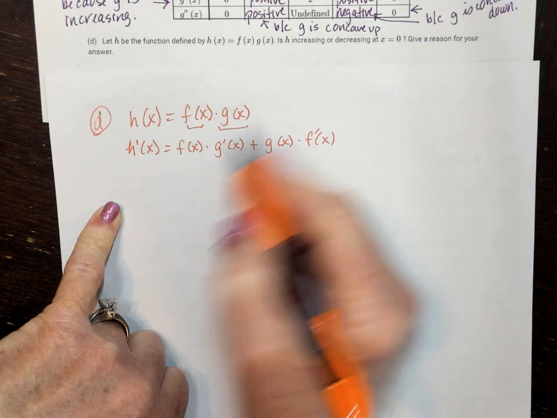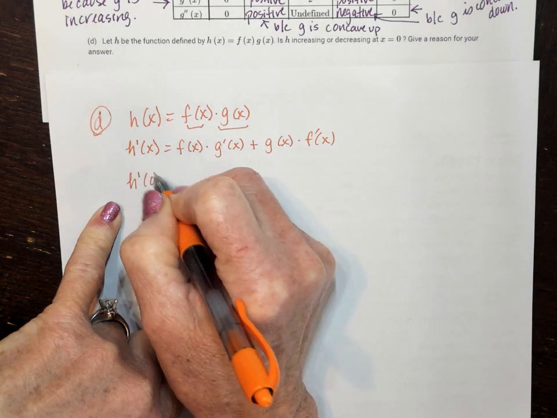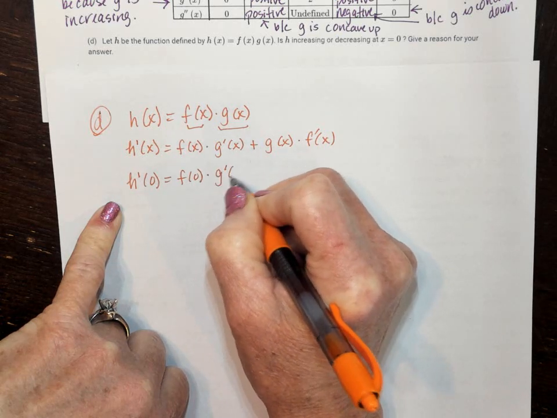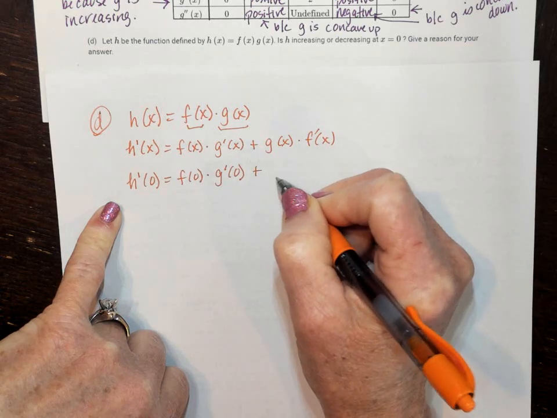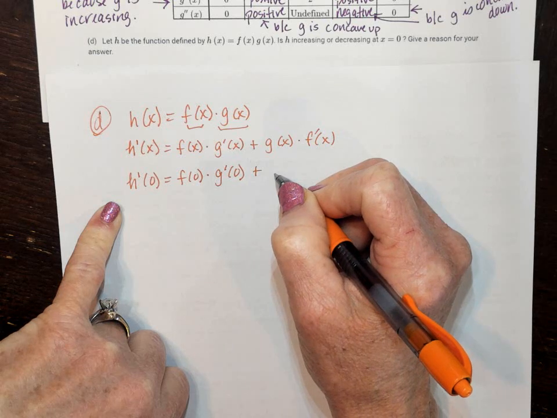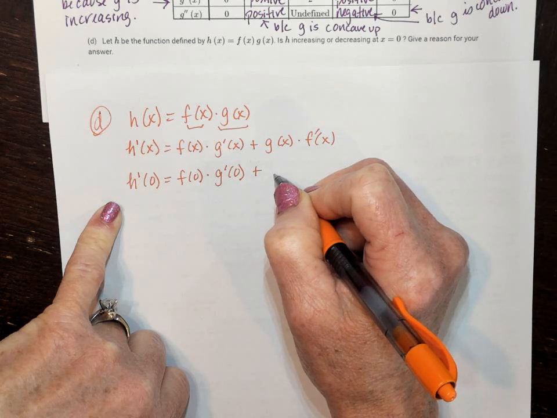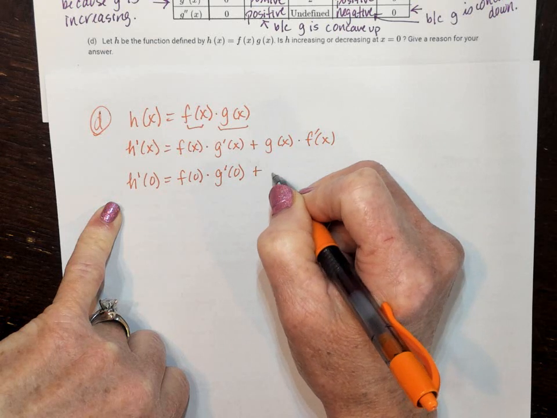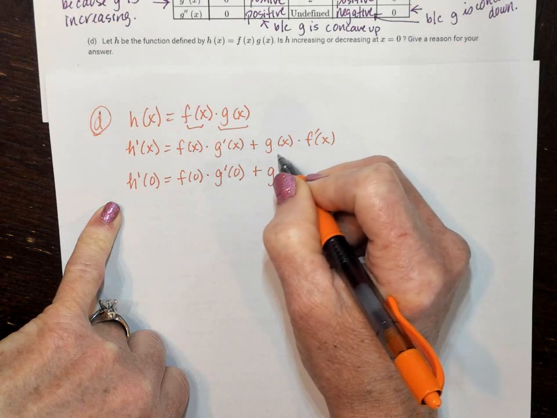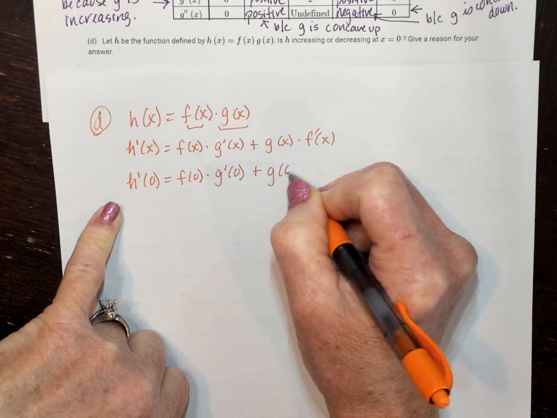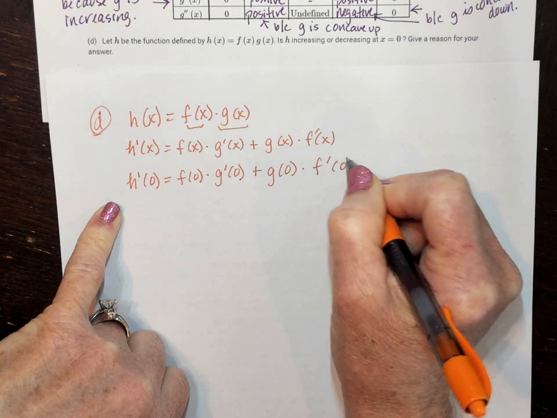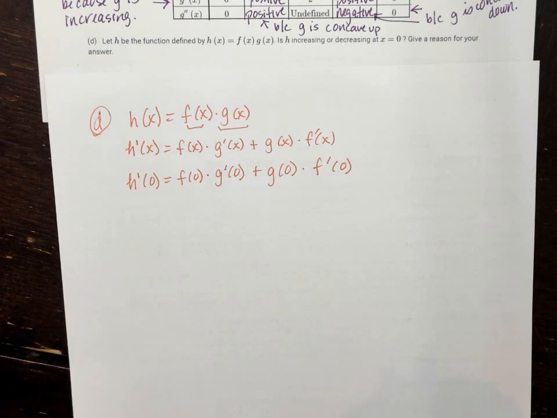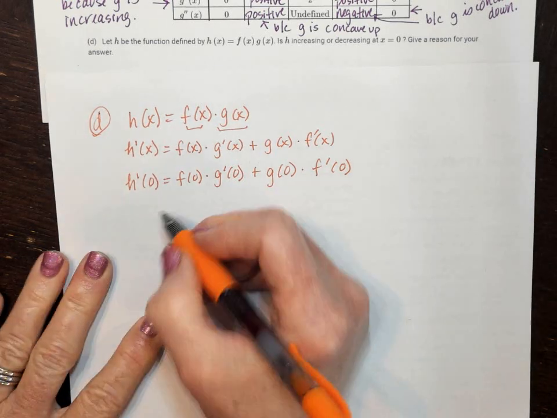Now we want to know what's going on at 0. So H prime of 0 is going to be f of 0 times g prime of 0 plus g of 0 times f prime of 0. All right, so let's start plugging through here.